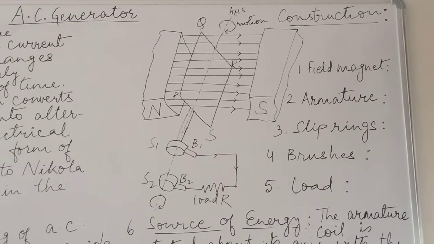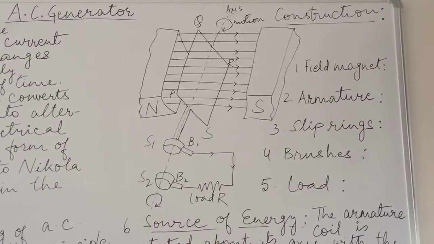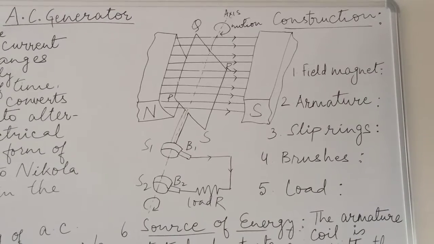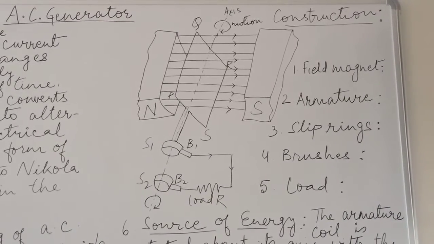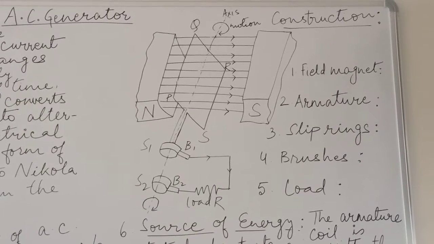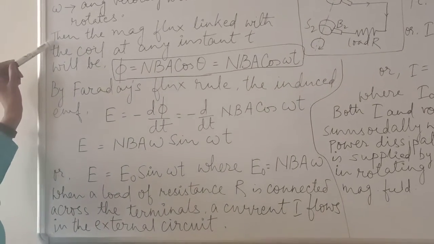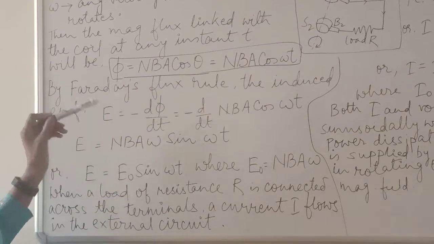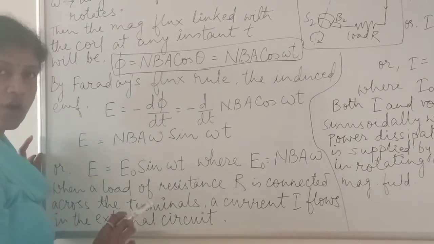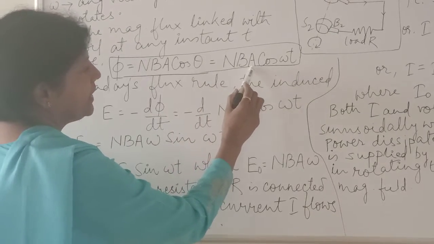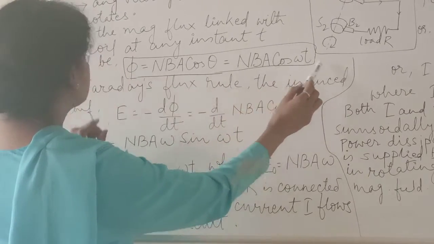The soft iron core concentrates the lines of force to increase the flux density B. The armature can be rotated in the magnetic field of the field magnet about an axis perpendicular to field B. Then the magnetic flux linked with the coil at any instant t will be phi equal to NBA cos theta, or we can write phi equal to NBA cos omega t.